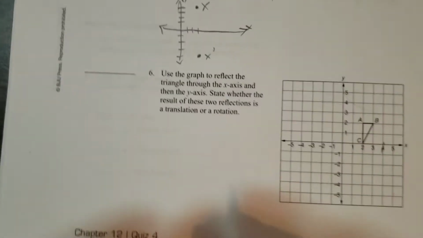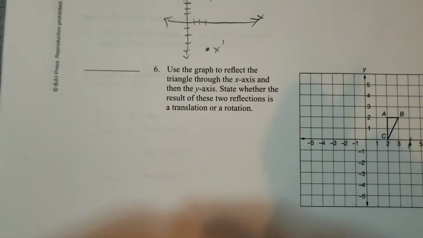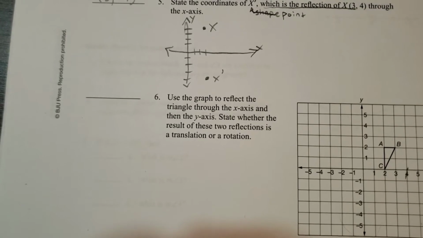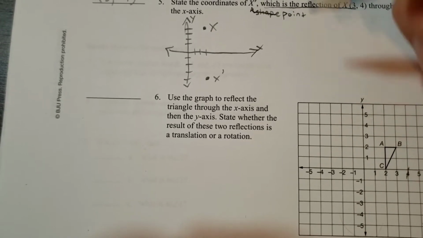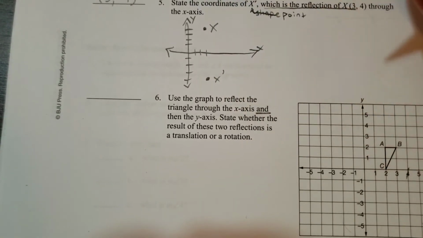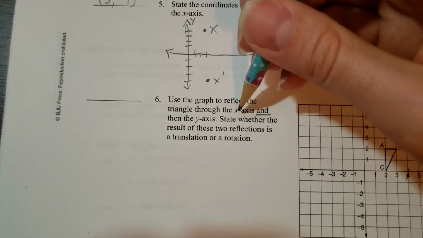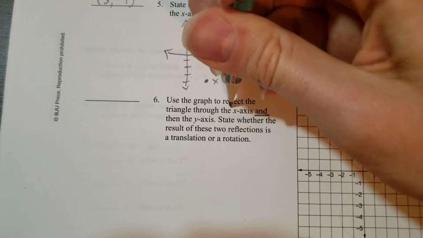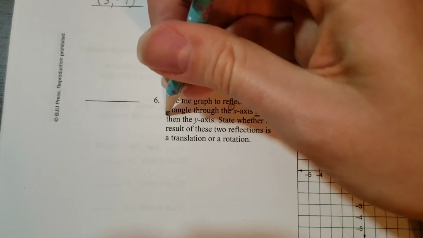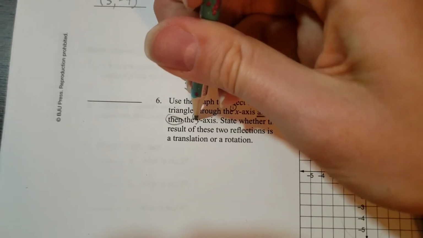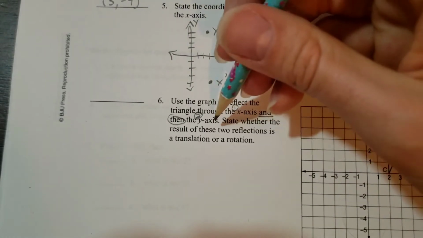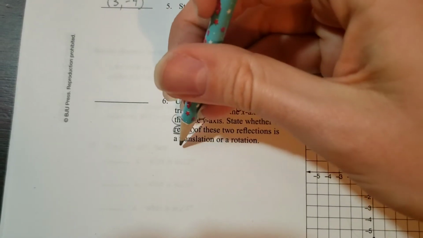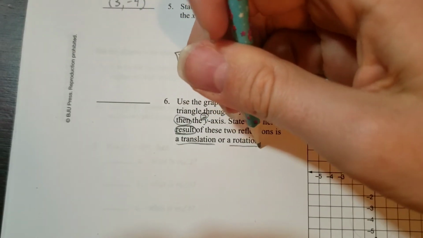Again, this one is tricky. Use the graph to reflect the triangle through the x-axis and then the y-axis. So it's first step, and then the y-axis. This is our second step. State whether the result is a translation or a rotation.